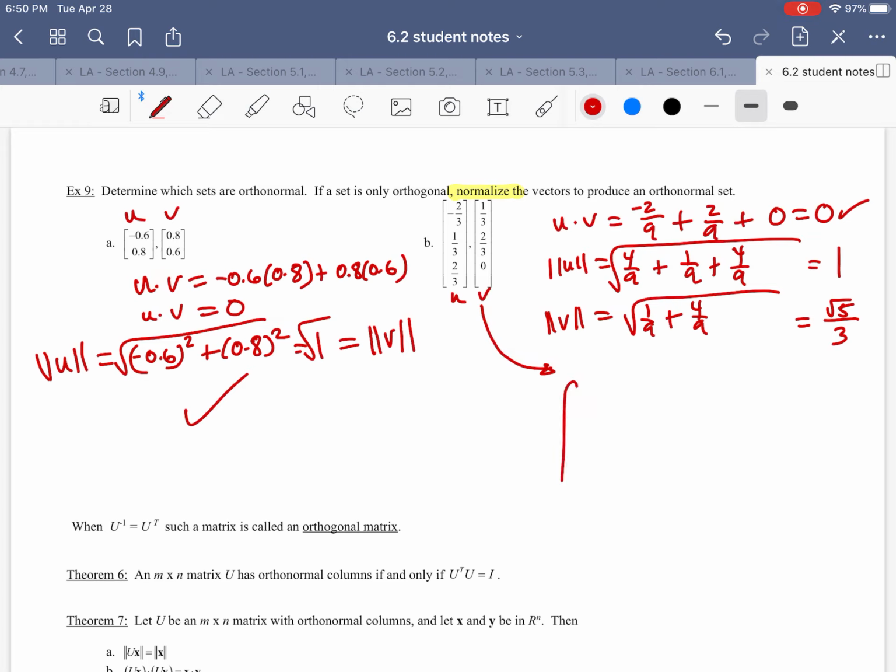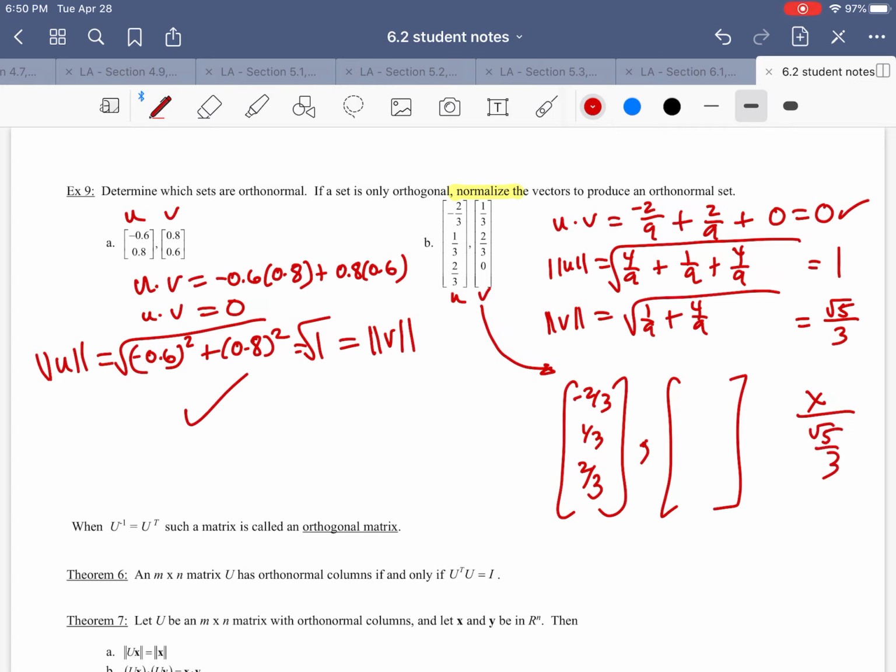All right. So what I would do is I would keep u: negative 2/3, 1/3, and 2/3. And then for v, what I would do is divide everything by radical 5/3. Let me just show you here. If I take and divide something by radical 5/3, I'm really multiplying by 3/radical 5. So x times 3/radical 5, which means if I rationalize, I have x and then 3 radical 5/5. So that's what I'm going to multiply everything by, just to keep it rationalized.